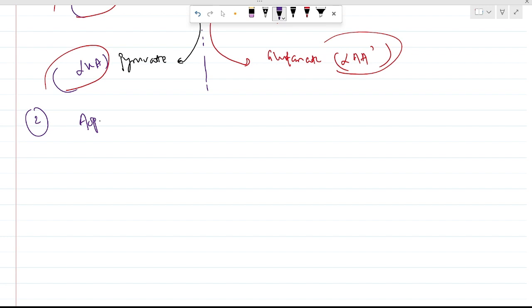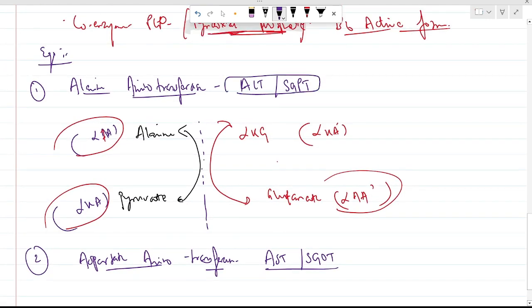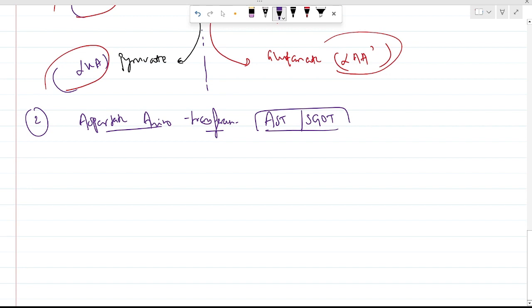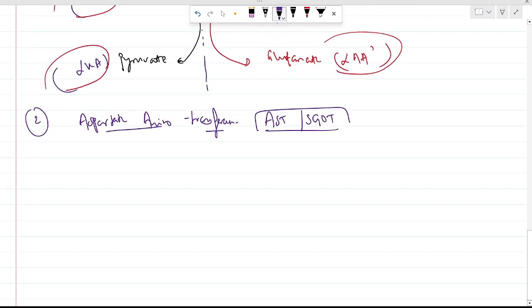Another example we will see here to solidify the foundation: involvement of aspartate aminotransferase, AST, also called SGOT. That was alanine aminotransferase, ALT or SGPT, and this is AST or SGOT. Here we have involvement of, sorry, aspartate is involved here. Aspartate is going to be converted to oxaloacetate.